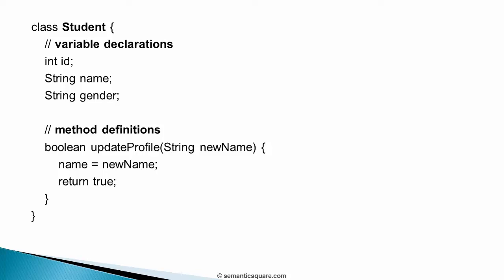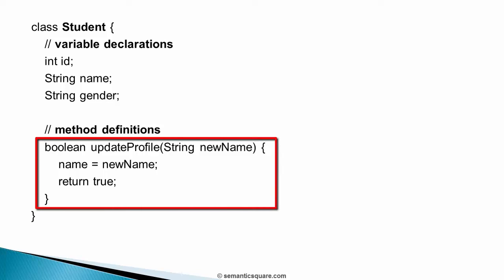Similarly, name and gender are declared with the data type string, and string implies that the variables can hold textual data like Anita for name and female for gender. Int data type will be discussed later in this section, while string will be discussed in one of the subsequent sections. Next, the student class also defines the method updateProfile, which simply updates the existing name with a new name.